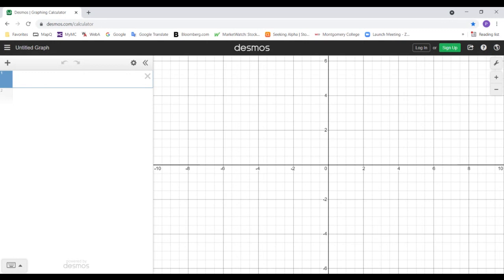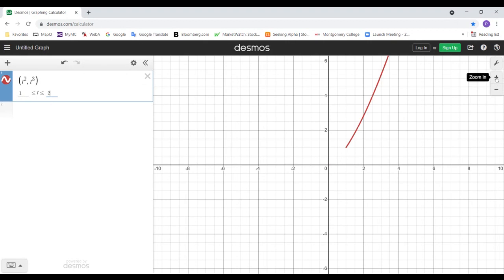So I'm going to type, in parentheses, t squared, comma, t cubed. It's like you're plotting a coordinate, the coordinates given by the two parametric equations. And t goes from 1 to 2.